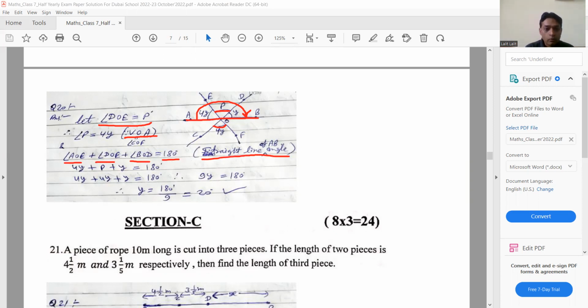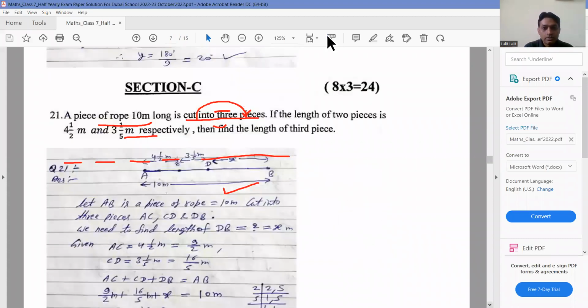We just put the values: 4y plus p plus y is equal to 180. Then 4y plus 4y plus y is equal to 180, and 9y is equal to 180. Then y is equal to 180 upon 9, which is 20 degrees. That is what we need to find. So the value of y is 20 degrees in this question. Now completed section B. Come to section C.